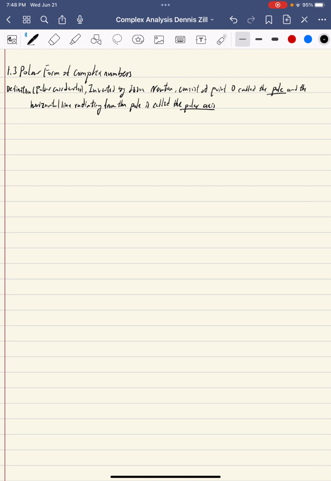So, now let's introduce another theorem. The polar form or polar representation of the complex number z is defined as z is equal to r times cosine theta plus i sine theta, right? So this is the polar representation.